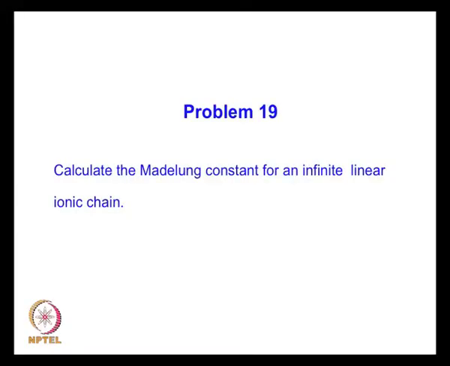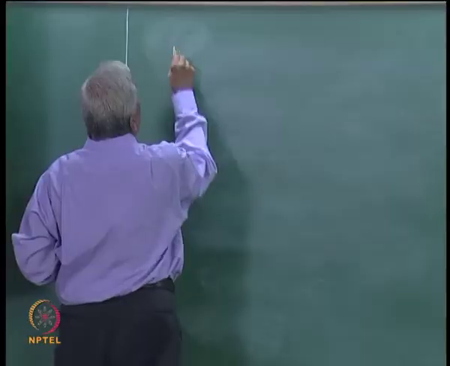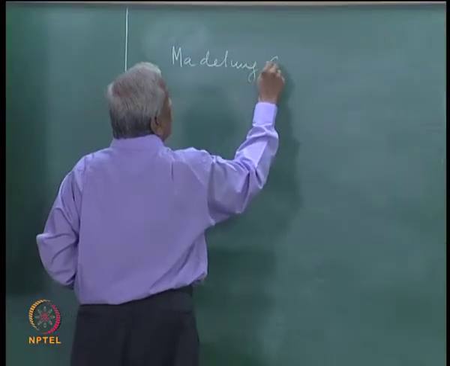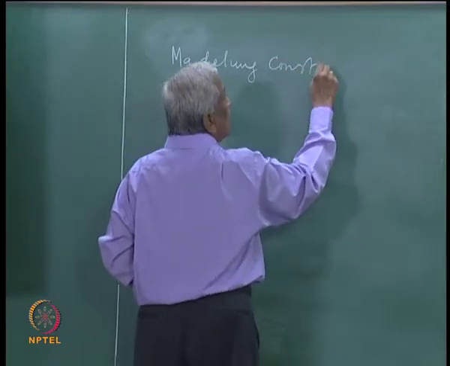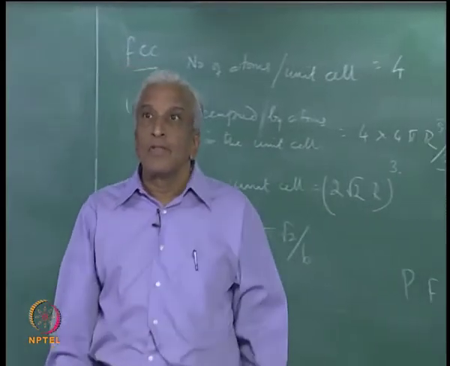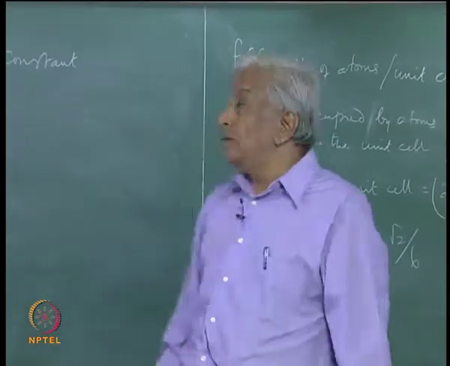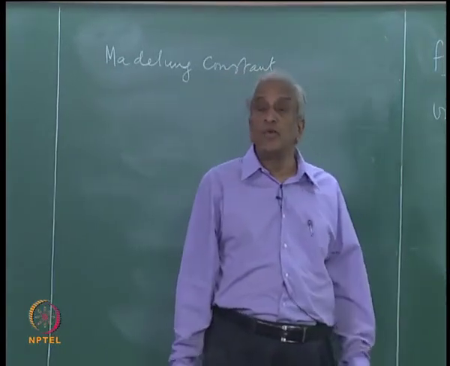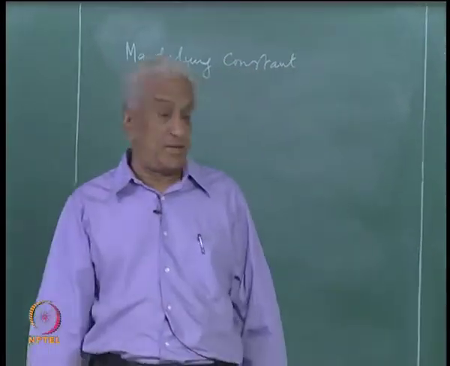In the next problem, we are asked to find the Madelung constant for an infinite linear ionic chain. The Madelung constant is nothing but the lattice sum of the geometrical factor in the lattice sum in the Coulomb potential interaction.